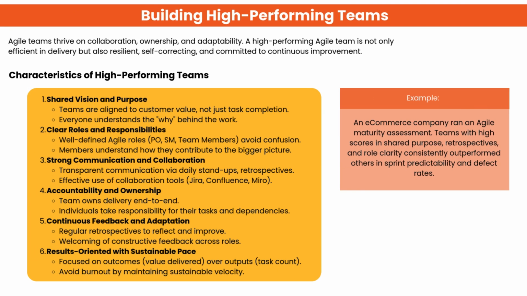This slide explains how Agile teams become high-performing. Such teams have a shared vision, clear roles, and strong communication. They show ownership, accountability, and continuous learning through regular feedback and retrospectives. They focus on business outcomes, not just tasks, and maintain a sustainable pace to avoid burnout. In short, alignment plus clarity plus collaboration plus continuous improvement equals high performance.